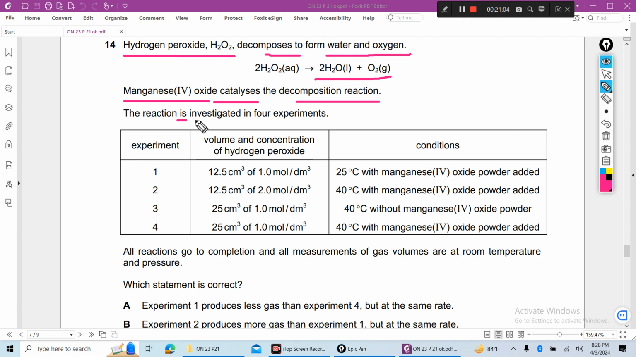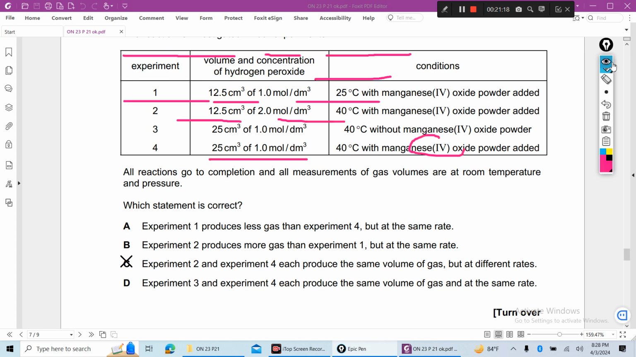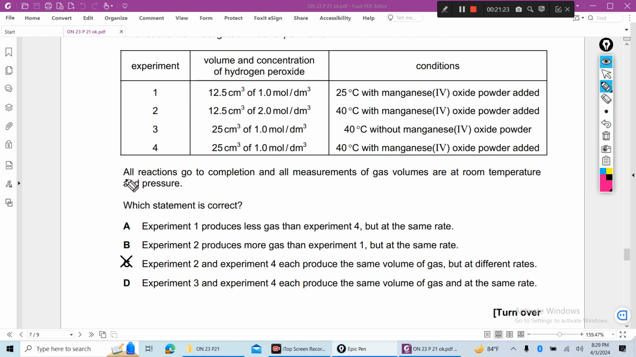The reaction is investigated in 4 experiments, numbers 1, 2, 3, and 4, with different volumes and concentrations of hydrogen peroxide. This is the condition. You are asked: all reactions go to completion and all measurements of gas volumes are at room temperature and pressure. Which statement is correct? And C is the correct answer.